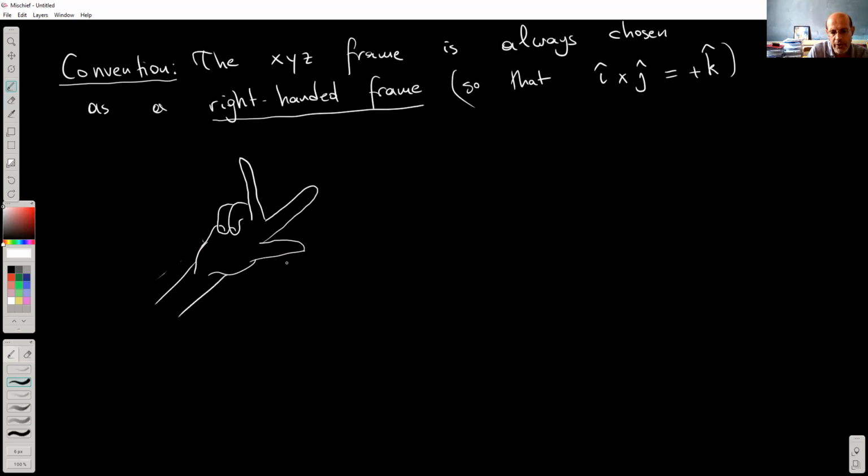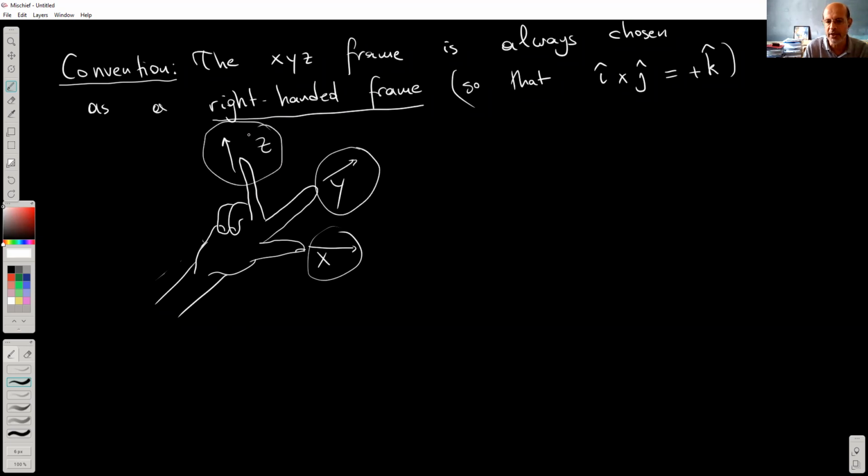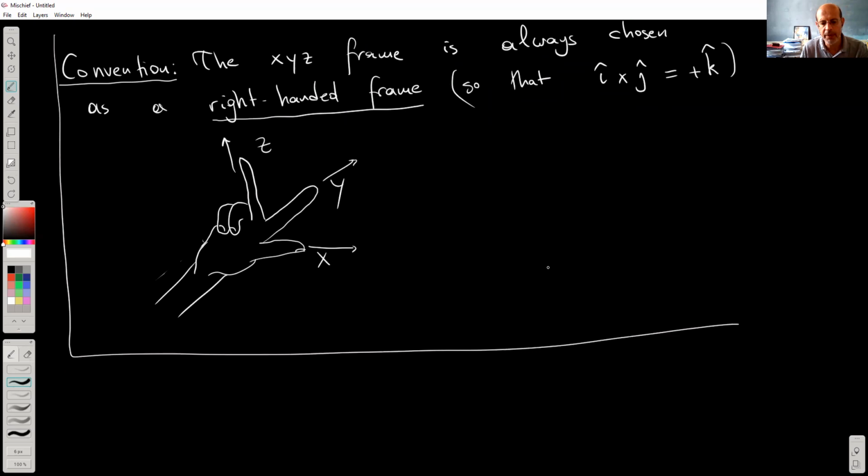Okay, so again, first finger, second finger, third finger. So X, Y, Z, the letters are arranged in the same way too. This is the x-axis, that's the y-axis. In that case, the z-axis is this. So the unit vector along this one, cross the unit vector along this one, is going to give us the unit vector along the third one. So that's the convention in here, and that's the one that we are going to apply.